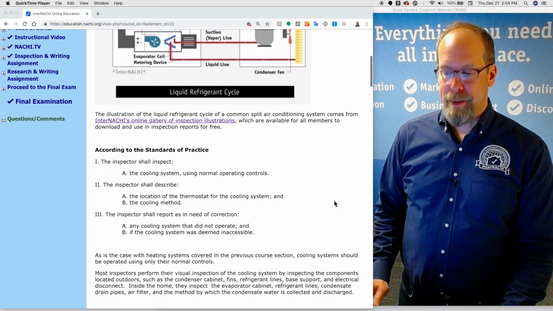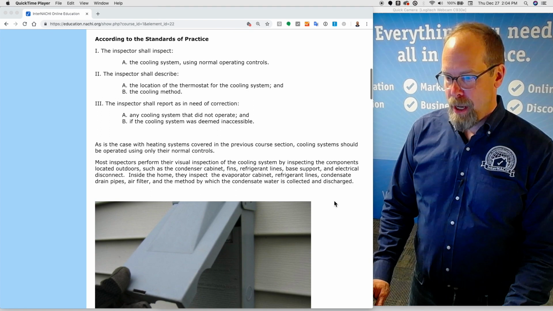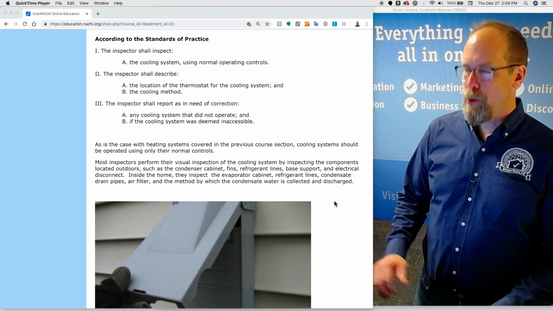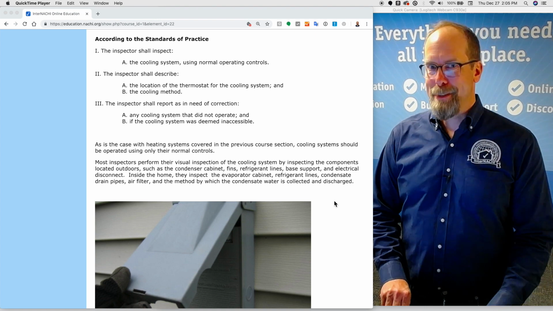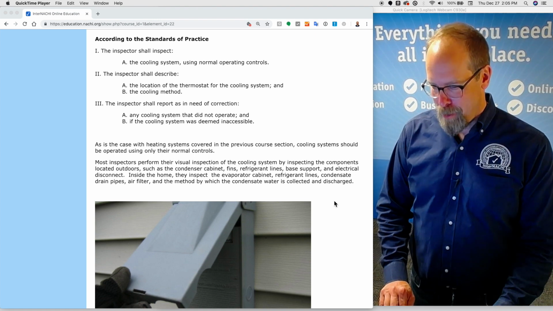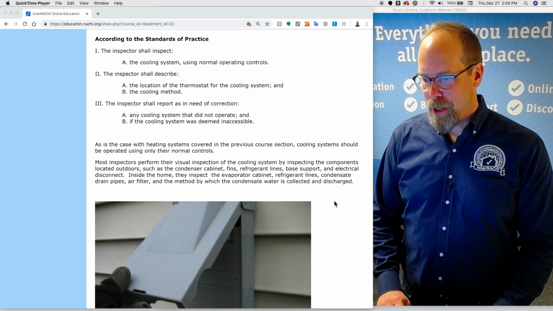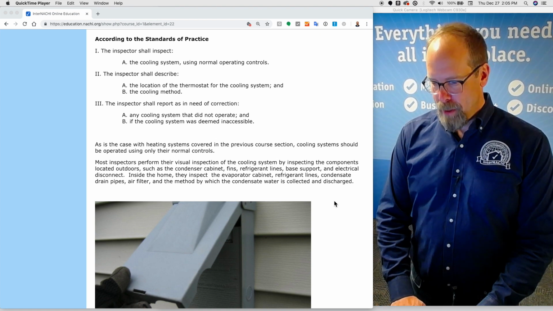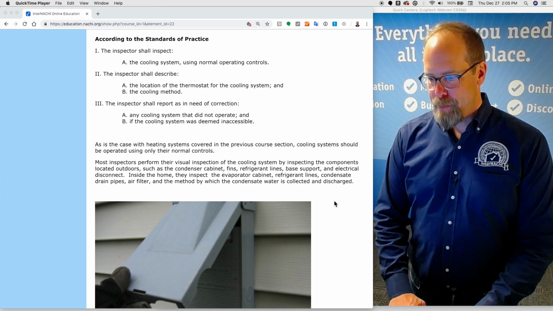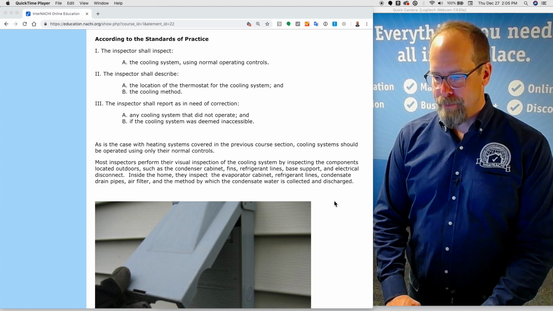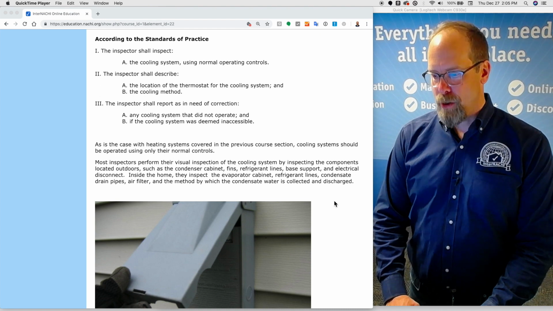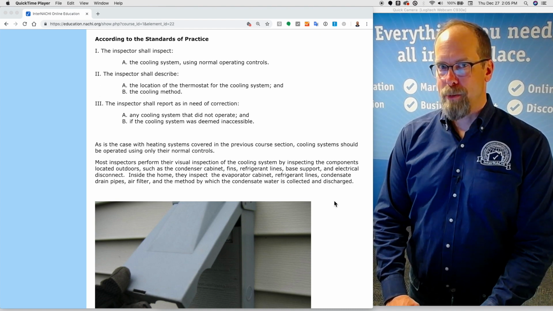According to the standards of practice, the inspector shall inspect the cooling system using normal operating controls, just like the heating system section that we went over before. The inspector shall describe the location of the thermostat for the cooling system and the cooling method. The inspector shall report as in need of correction any cooling system that did not operate and if the cooling system was deemed inaccessible.